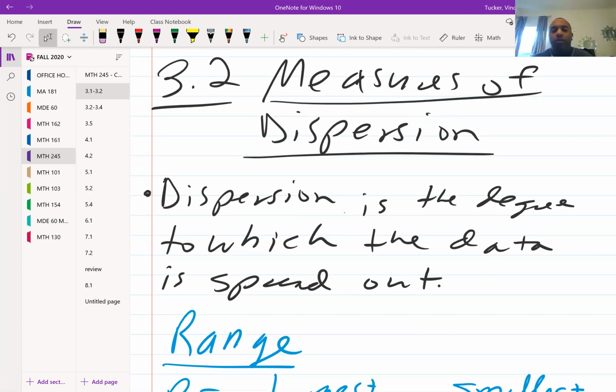All right, 3.2, measures of dispersion. Dispersion is the degree to which the data is spread out.